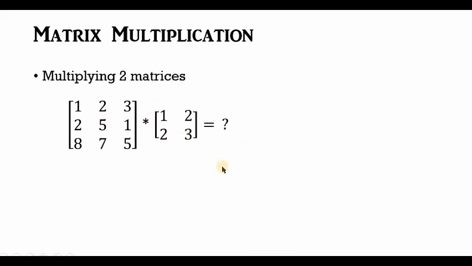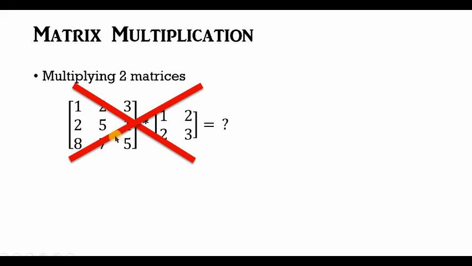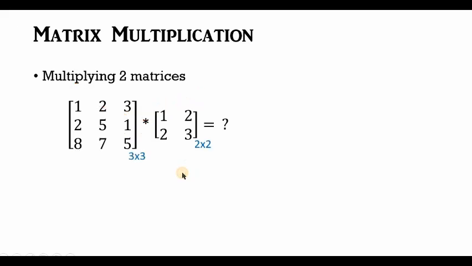So what would be the result if I try to multiply these two matrices? It would result in an error. Actually, it is not possible to multiply these two matrices. Let us see what is the reason behind this. Matrices have dimensions associated with them. For example, this matrix has a dimension of 3 cross 3, that is, it has 3 rows and 3 columns. Whereas the second matrix has the dimension 2 cross 2. It has 2 rows and 2 columns.